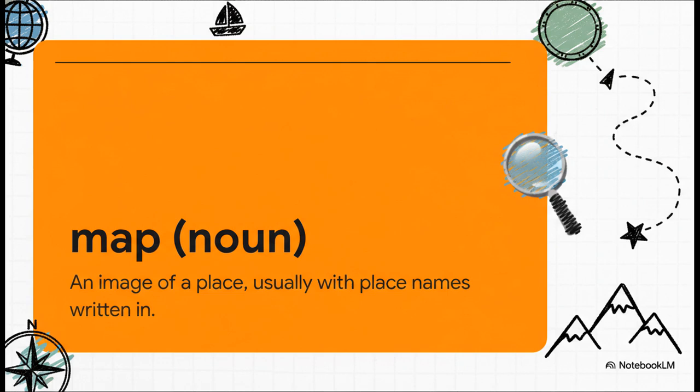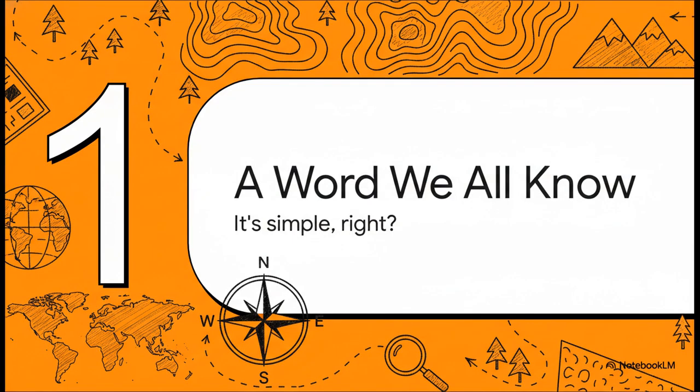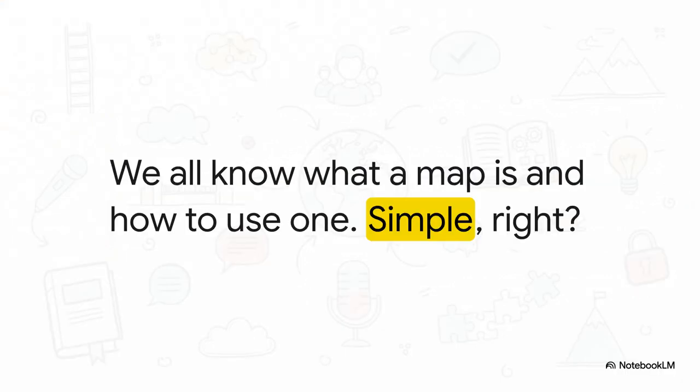The dictionary says it's a noun, right? An image of a place. Super simple. I mean, it's a perfect example of a clear, straightforward English word. There's no confusion there. You know what it is, I know what it is, you use it to find your way. It really seems about as basic as a word can get, but is it?